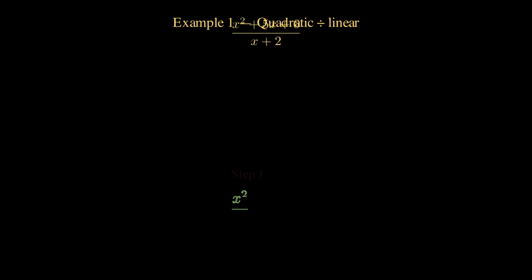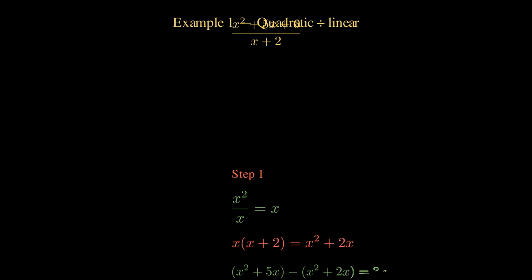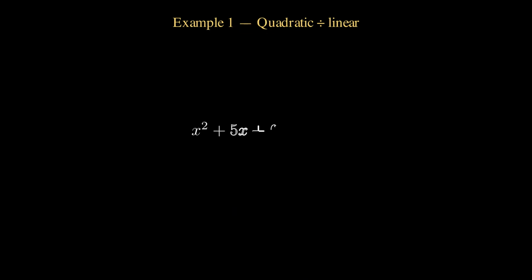Step 1, x squared divided by x is x. Multiply x times x plus 2 to get x squared plus 2x. Subtract from x squared plus 5x plus 6, you get 3x plus 6 after you bring down the 6. Step 2, 3x divided by x is 3, multiply 3 times x plus 2 to get 3x plus 6. Subtract and the remainder is 0, so the quotient is x plus 3. That matches factoring x plus 2 times x plus 3.